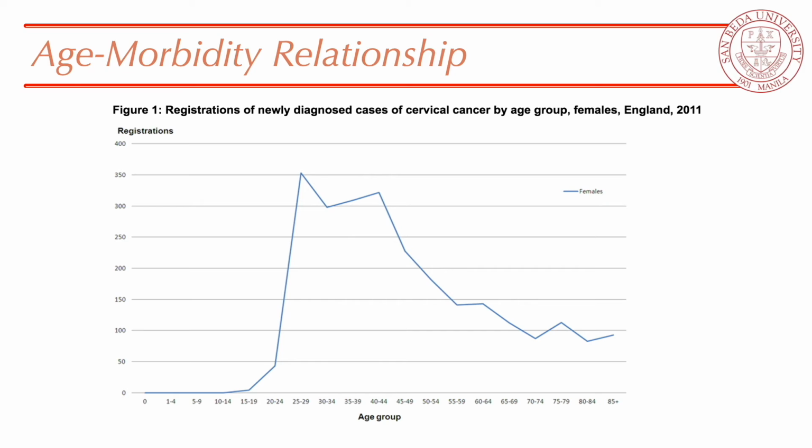Now, this is data from England as of 2011. Now in this particular graph, which is a frequency polygon to be more precise, we note that the majority of newly diagnosed cases of cervical cancer is among women in the 25 to 29 year age group. Now as you will learn in pathology and microbiology, 2 human papillomavirus types, HPV types 16 and 18, cause 70% of cervical cancers and precancerous cervical lesions.